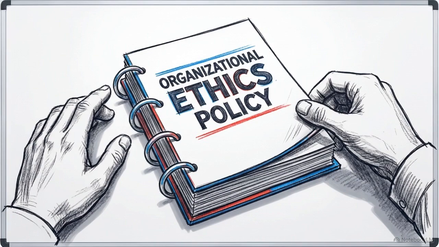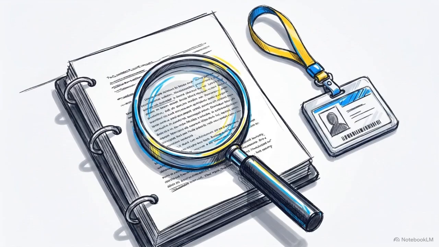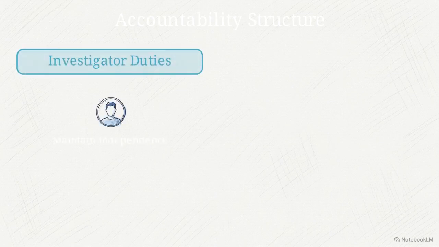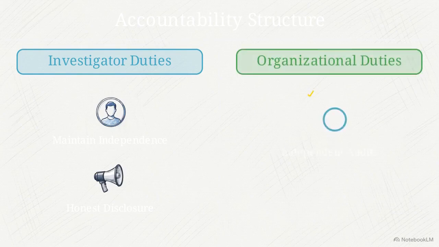You will not be navigating these ethical hurdles alone. As professionals, you will rely on your organization's formal policies and adhere strictly to the codes of ethics from global bodies like ISACA, ISC2, and the EC Council. Managing these issues is a shared responsibility. Individual investigators have a duty to maintain independence and disclose conflicts immediately. Meanwhile, organizations must support this by conducting independent audits and enforcing clear ethics policies.